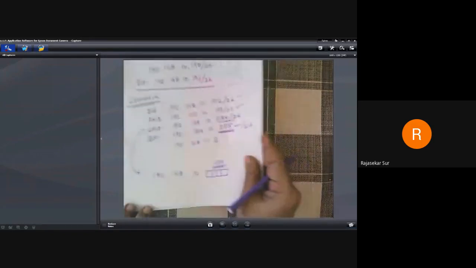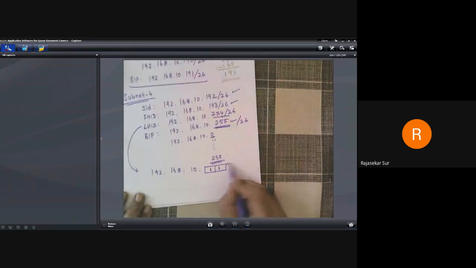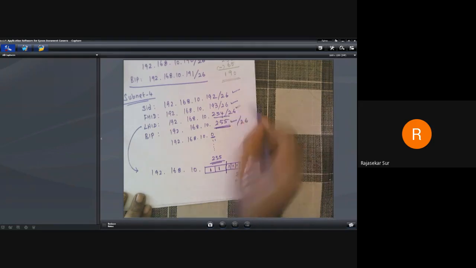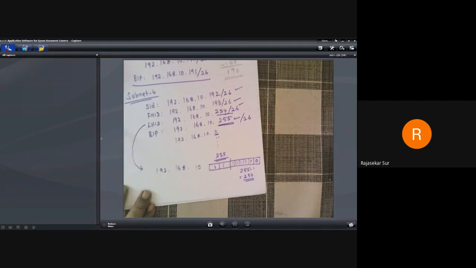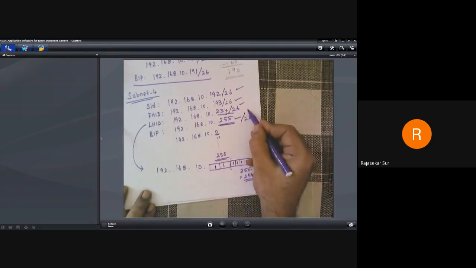Now here we have 6 bits. What is the last host ID? Everything should be 1 except the last bit. Finished. This is 1, and you can see this is 0, everything. So totally 255 minus 1 is equal to 254. This is how I wrote it here. So this is the last subnet and this is going to be the broadcast IP address.